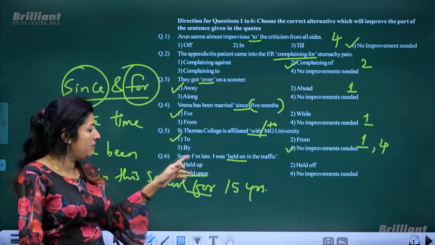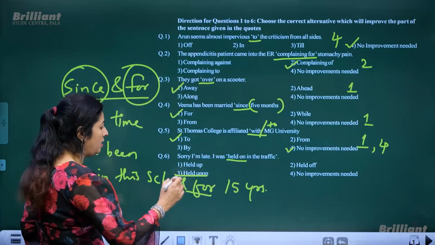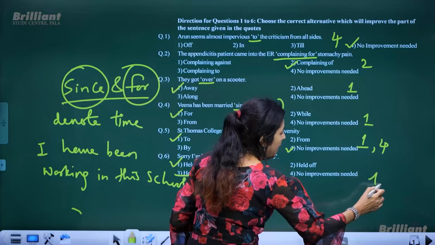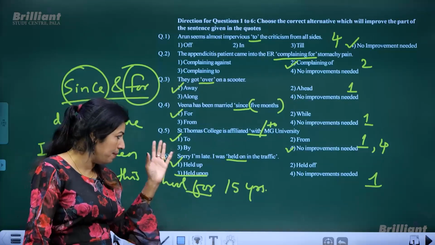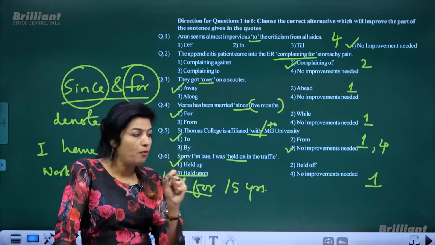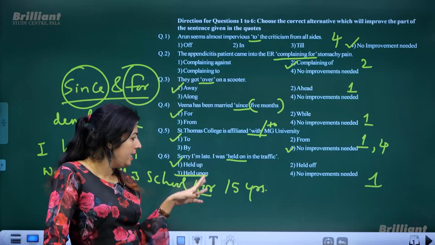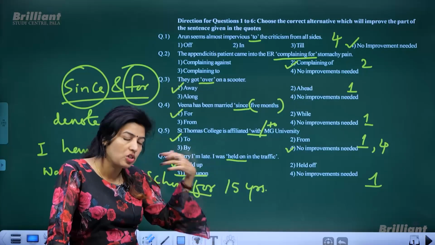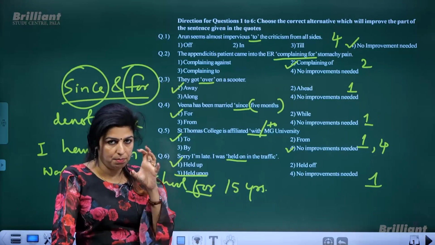Sorry I'm late, I was held up in the traffic. So you can choose the correct option, that is the first one. I was held up. Held up means delay. I was delayed, I became late. See, the first part of the sentence is "Sorry I'm late", and this delay was because of the traffic. So "I was held up" means I was caught in the traffic, and that is why this delay has happened. That is the meaning of this sentence.